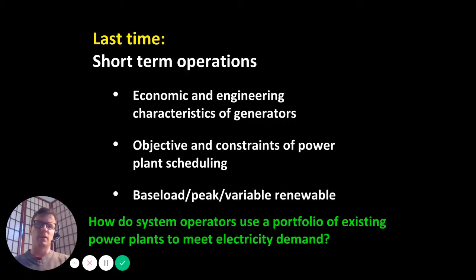And we talked about baseload power plants, which would be nuclear and some coal plants, peaking power plants, which would be natural gas and hydropower, and then also the role of variable renewable energy. And so the upshot here was we wanted to figure out how system operators, whether that would be an independent system operator in charge of a deregulated wholesale electricity market or a monopoly utility, would use a portfolio of existing power plants to meet fluctuating electricity demand.